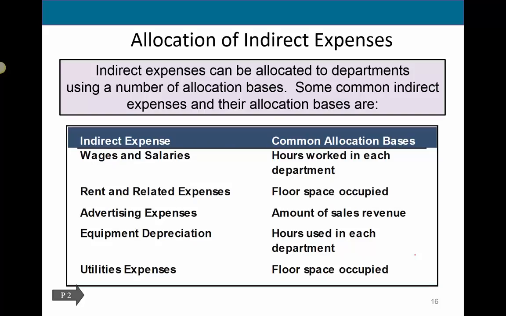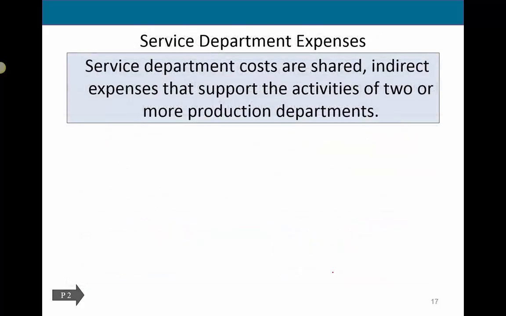All right. So one of the things we need to understand is, in order to correctly allocate, we have to get an allocation base that makes sense, right? So here are common allocation bases. Hours worked in each department. Maybe that's a good way to split up some indirect salaries and wages, right? Floor space. Maybe that's a good way to divide up the rent, right? Amount of sales revenue. So sales hopefully can be tracked back to advertising done. So amount of sales revenue could be, hey, the person that gets the most sales will pay for the most advertising, right? That makes sense, right? We have to get an allocation base that makes sense for the indirect expense that we're trying to split up. Equipment depreciation. How many hours is that equipment used in each department, right? Utility is floor space. It could be used as well. Okay.